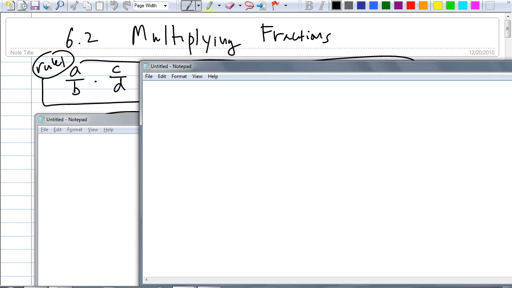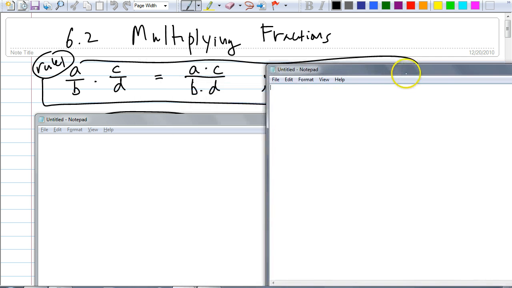So, multiplying fractions. First rule for multiplying fractions, you know that. A over B times C over D. John just said it. John, say it again. What do we do when you have fractions and you multiply? You multiply across. Basically, you get AC over BD.